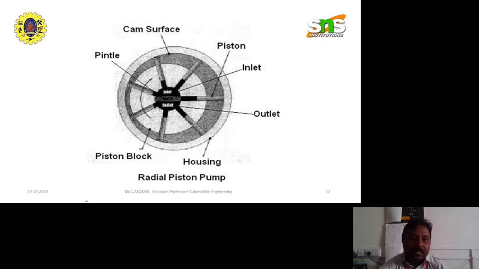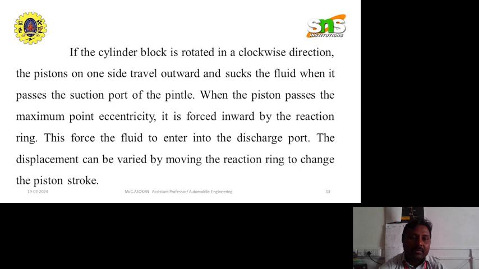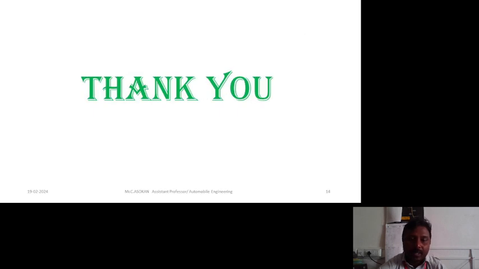This is a radial piston pump. It also has a spindle, pistons, inlet and outlet ports, piston block, cam surface and housing. If the cylinder block is rotated in the clockwise direction, the pistons on one side travel outward until, when the piston passes the point of maximum eccentricity, it is pulled inward by the reaction ring. Okay, thank you.